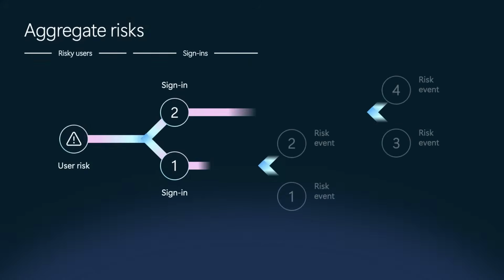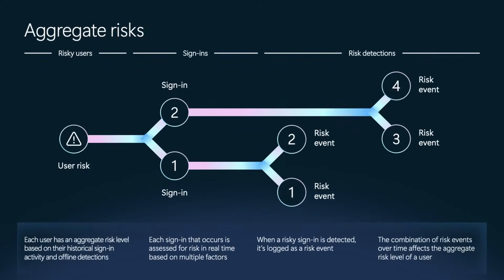Our risk engine utilizes aggregate risk in order to be able to make a real-time decision about what action needs to be taken as part of the definition that we set out in the risk-based conditional access that the identity administrator has defined. Each user has an aggregated risk level based on historical sign-in events and offline detections. Each sign-in that occurs is assessed for risk in real time based on multiple factors.